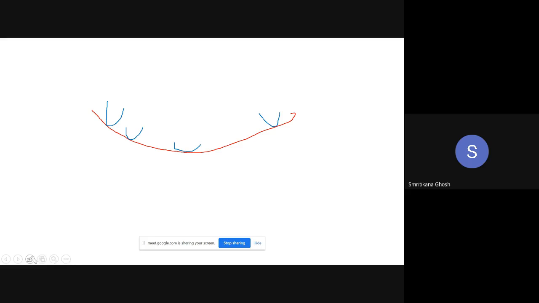Can you see my screen? Yes, ma'am. Okay. Now look, all the minimum points are here. SAC1's minimum point is here. SAC2's minimum point is on the LAC. SAC3 is very much okay, but SAC4 is here. So this is wrong. Remember, this is wrong. Don't draw this. Don't go for it.